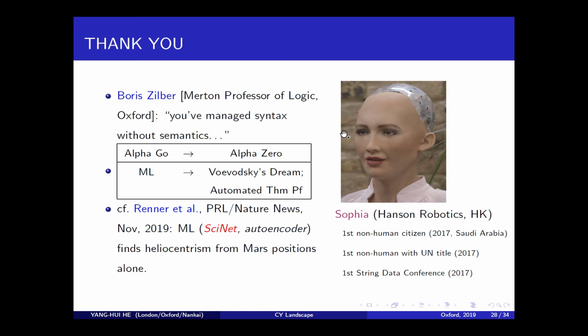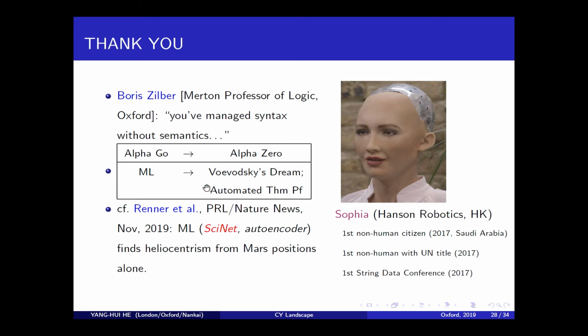So my friend Boris, being a professor of logic, says, well, you're doing syntax without semantics. What is actually happening here? And at some level, I want to understand that there is a good analogy. We went from AlphaGo to AlphaZero, which was a paradigm shift in machine learning. What we're doing here, we're still at the AlphaGo stage. We're doing supervised learning on patterns and trying to extrapolate and predict with cross-validation.